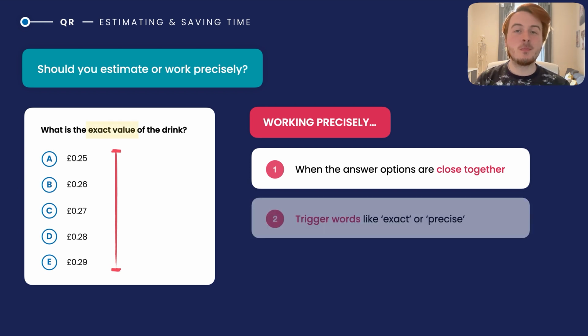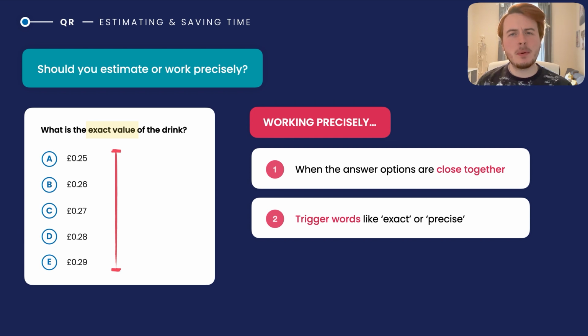So those are the ways that you can figure out whether you're going to be estimating or working precisely. So always look at your answer options, look at the question, and think about what's actually being asked of you.